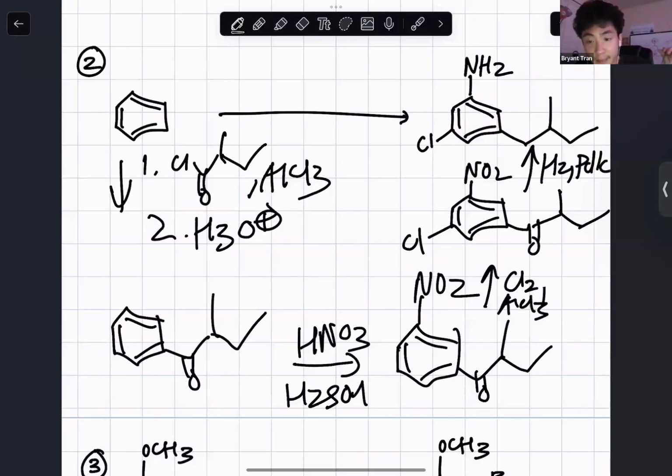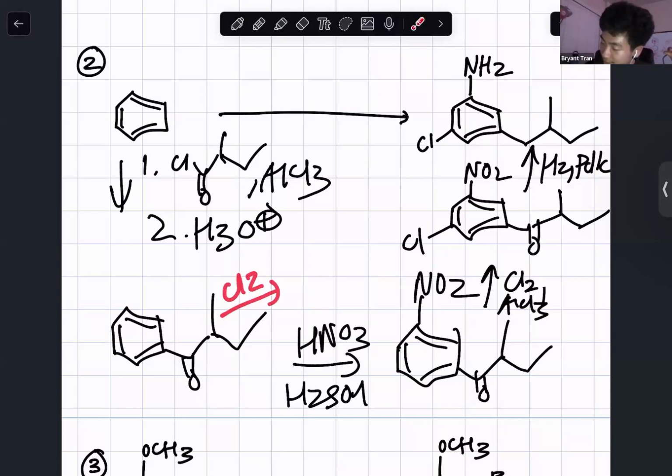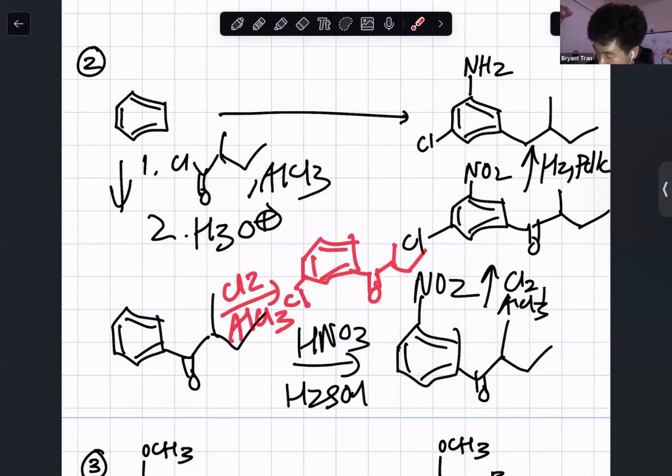synthesis. Can you add chlorine before nitration? Because both could be on meta position. So if I added chlorine here before nitration, like let's say with CO2 AlCO3, I would have this benzene with the acyl group and chlorine right here. And now, which one would be my directing group? This moderate EWG or this weak EWG?